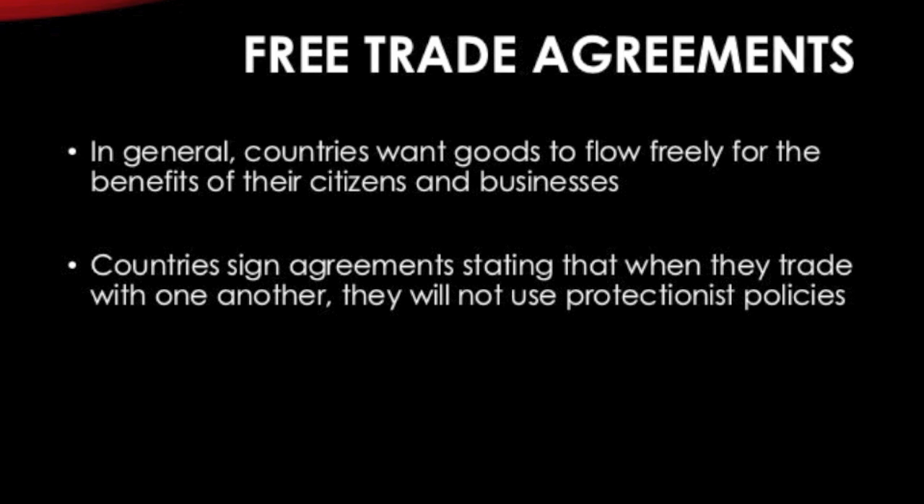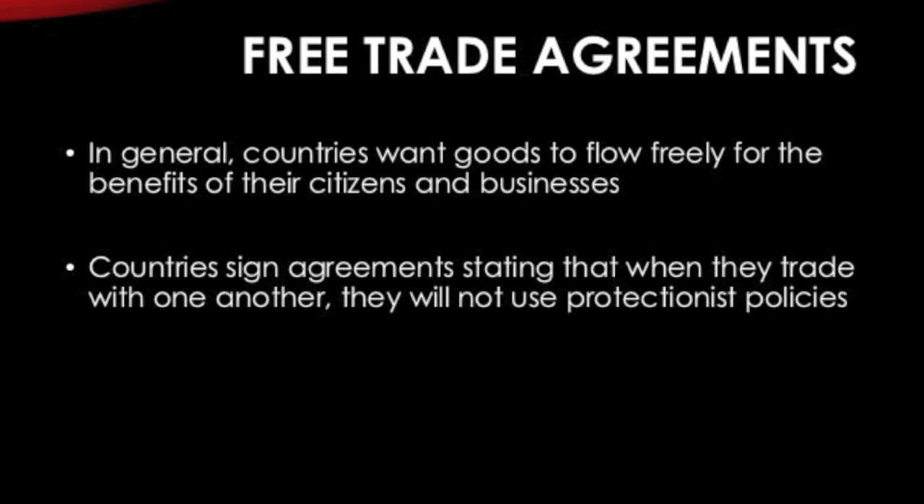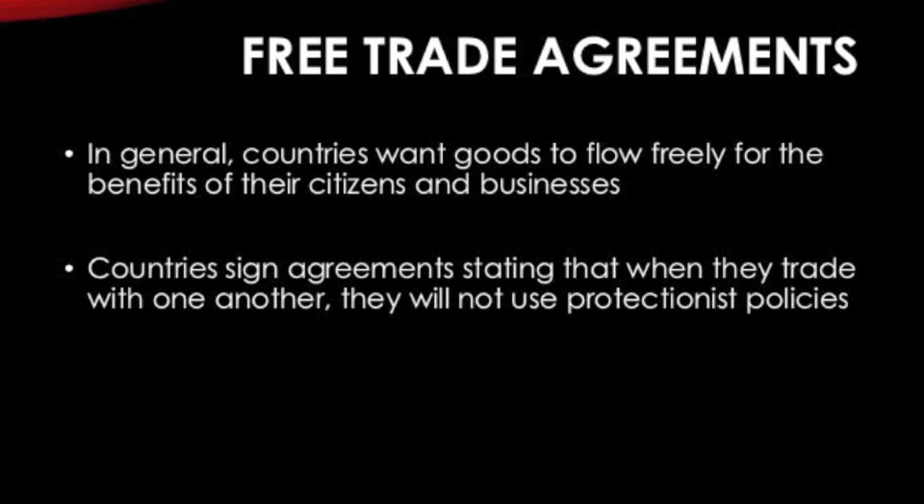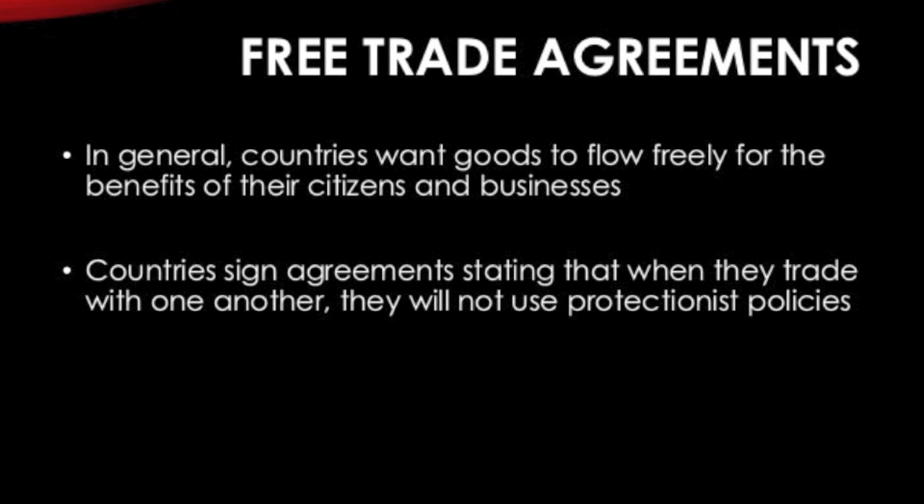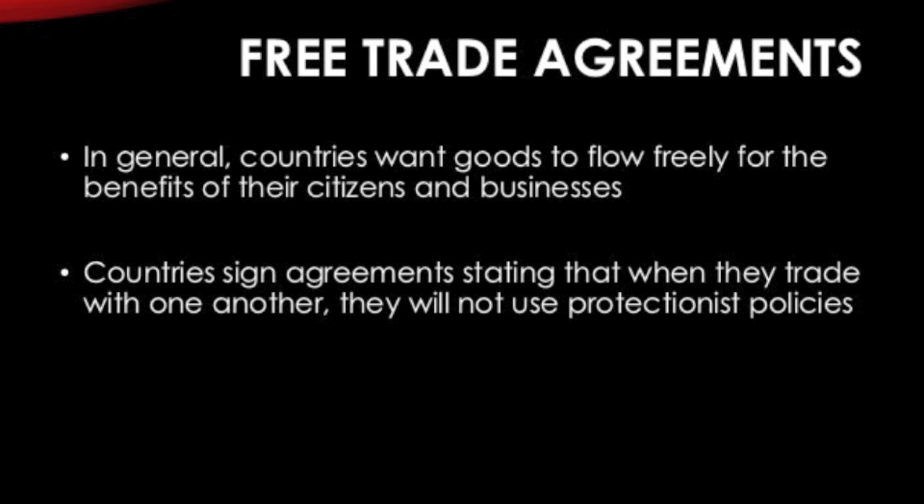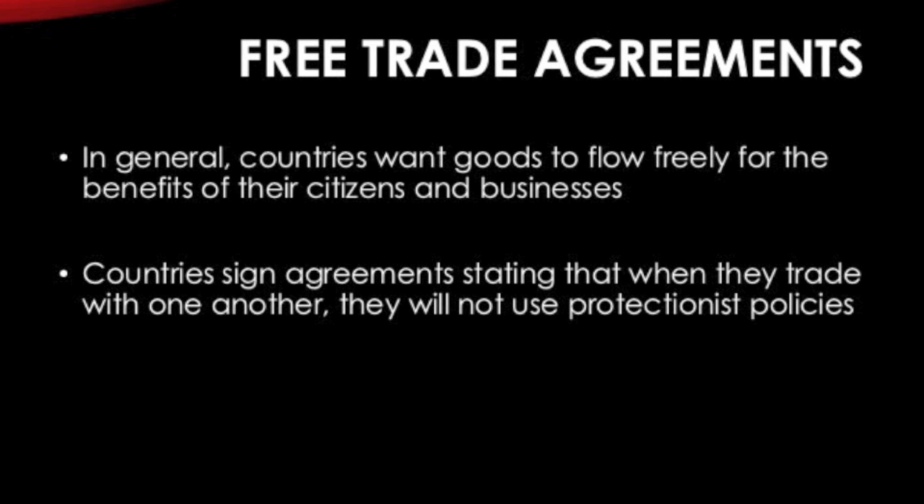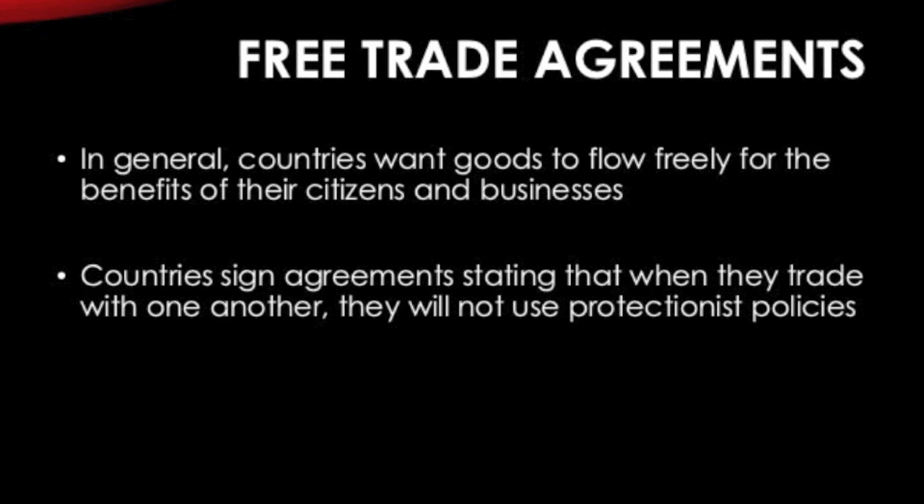So when countries are doing business with each other, there needs to be some trade agreements between the two countries, or between many countries. So we're going to talk about free trade agreements. In general, countries want goods to flow freely for the benefits of their citizens and businesses. Countries sign agreements stating that when they trade with one another, they will not use protectionist policies that we talked about earlier in this lesson.